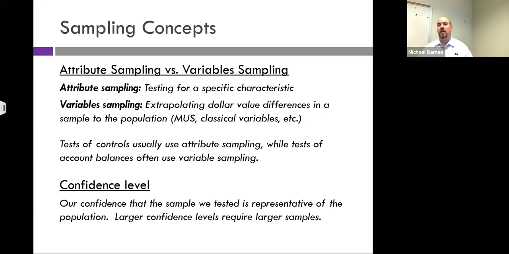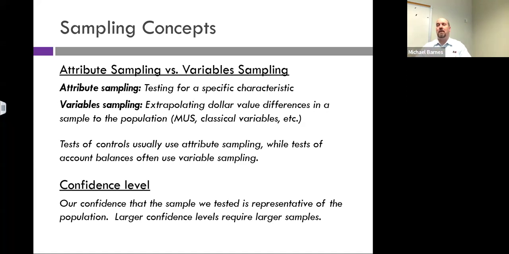Now, variable sampling, we're not going to cover in as much detail because it's a lot more complex and there's a lot more nuance to it than I'm personally comfortable with. But this is where we extrapolate dollar value differences in a sample to the population. This could be monetary unit sampling, classical variance sampling, etc. We're generally going to be involved in a test of account balances. So this would be an example where we talk about confirmations a little bit later, confirmations being used in sampling. We would look and see what the results of our confirmations testing are, determine what the misstatement in our sample was, and then project the misstatement in the sample to the population as a whole.